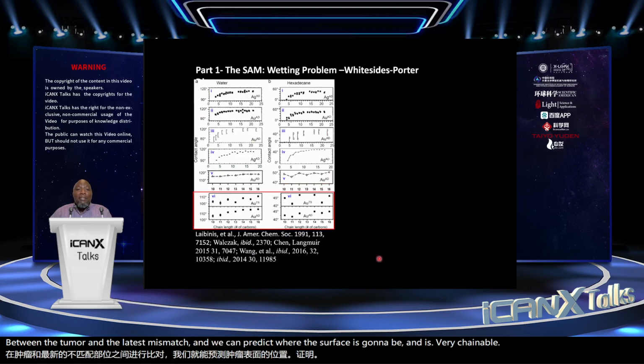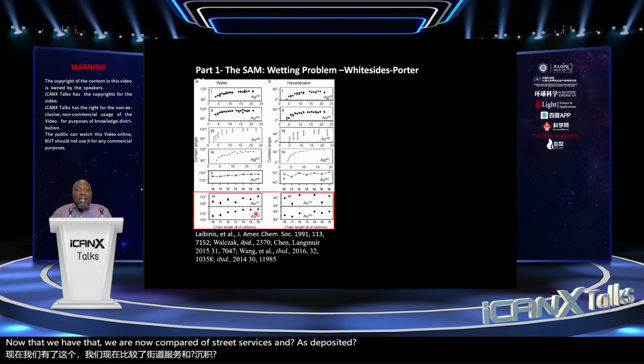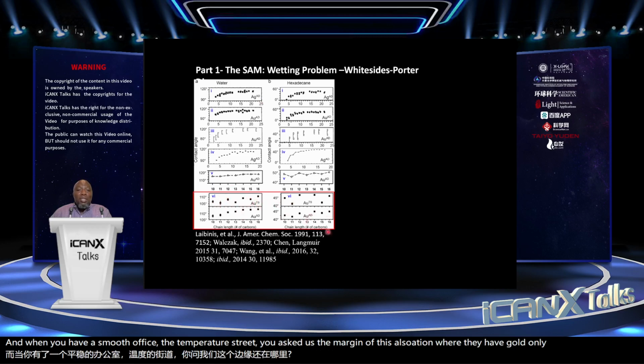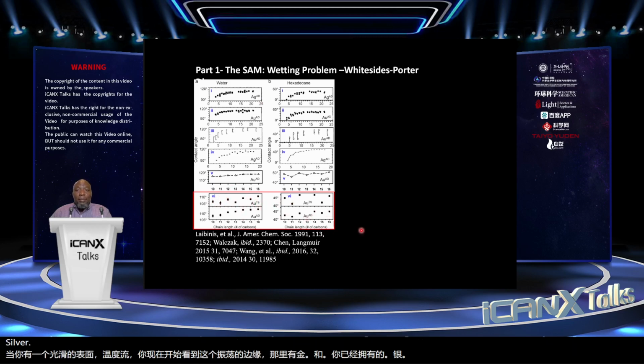Now that we have that, we compared our stripped surfaces and as-deposited gold, and we saw that when you have a rough surface, you get the same results as what was observed by George Whitesides. And when you have a smoother surface, the template-stripped one, you now start seeing the emergence of this oscillation, whether you have gold or you have silver.